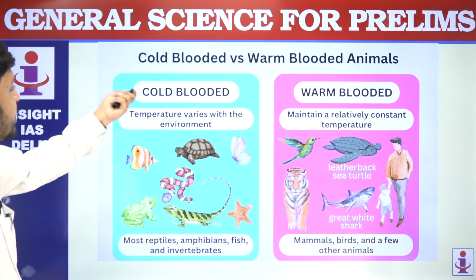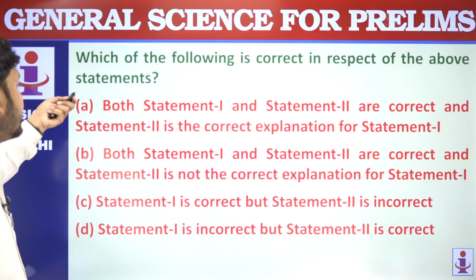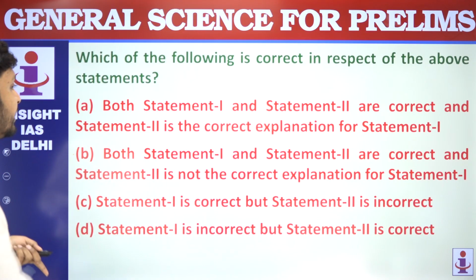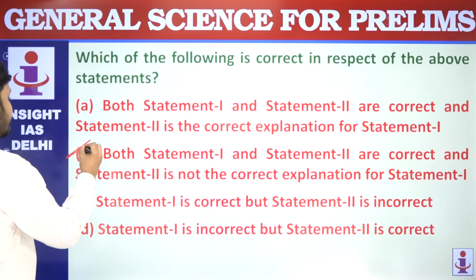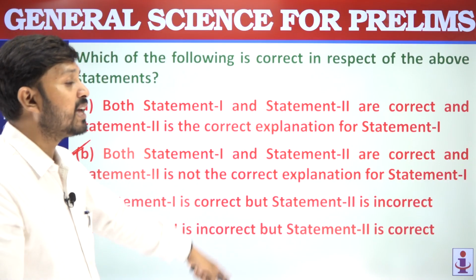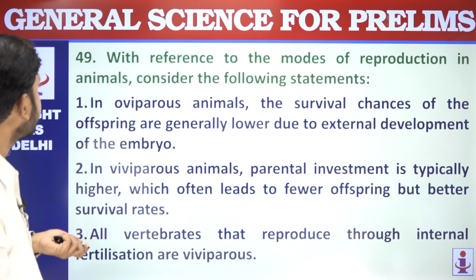These are some of the examples of cold-blooded and warm-blooded. You can see this. But both statements are correct, but the second statement is not explaining the first statement. So B will be the answer in our case. Both statements are correct and statement 2 is not the correct explanation for statement 1. Okay, let's go to the next one.